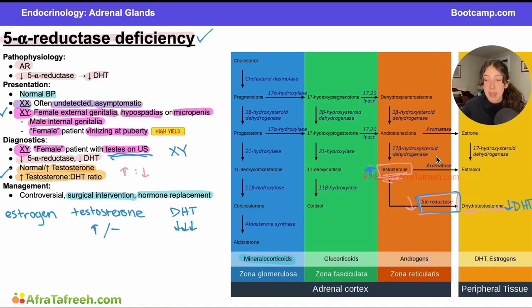And then finally, estrogens are not really impacted by this deficiency of 5-alpha reductase. Aromatase is still the enzyme responsible for converting some of our androgens into estrogens. It is functioning normally, so you're more likely to see elevated or normal levels of estrogen in 5-alpha reductase deficiency as well. That's all I have for you on 5-alpha reductase deficiency.